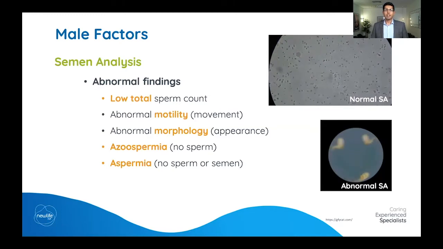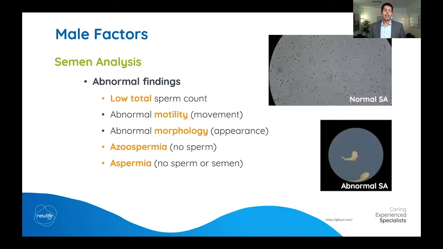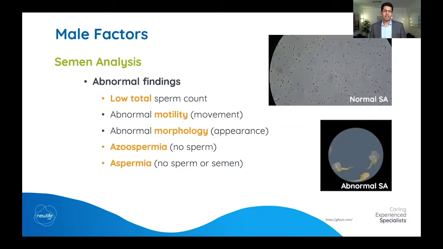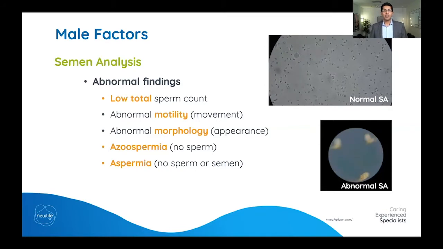Similarly, we look at the overall number of sperm in the ejaculate, and we say that you need about 40 million or more to be considered normal. And the motility, how those sperm are swimming, either the forward progression or the numbers that are moving all together, so the total motility. And finally, we also look at the morphology, which is the shape of the sperm under the microscope.